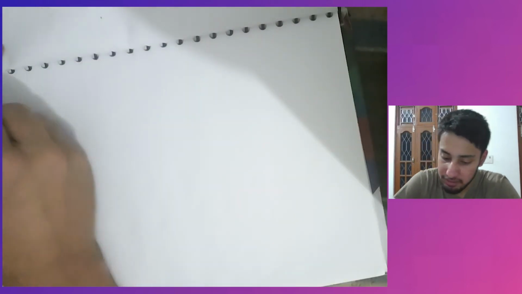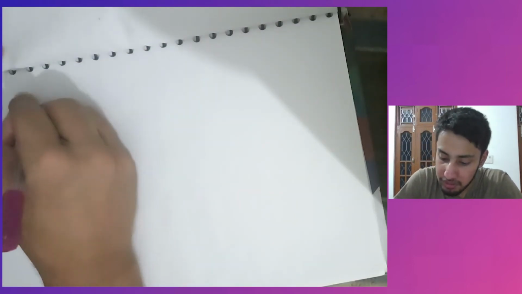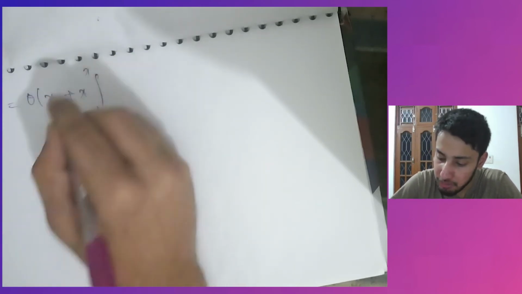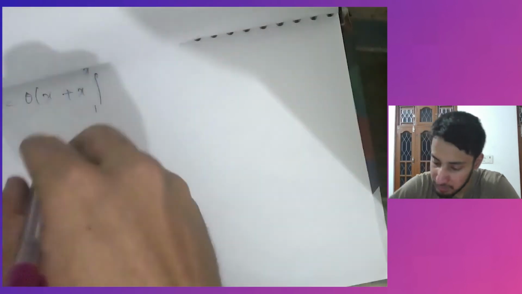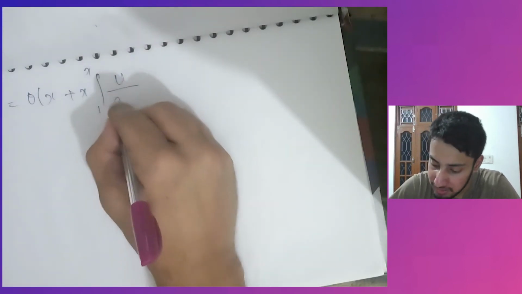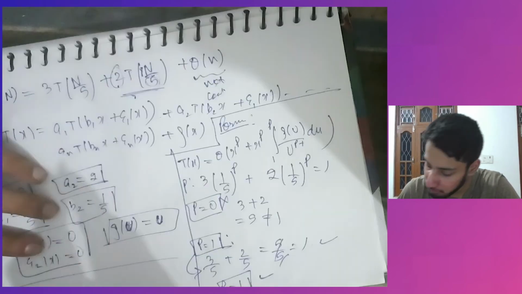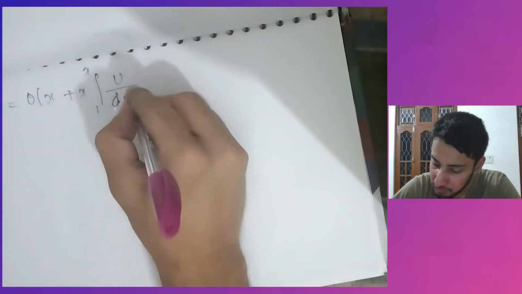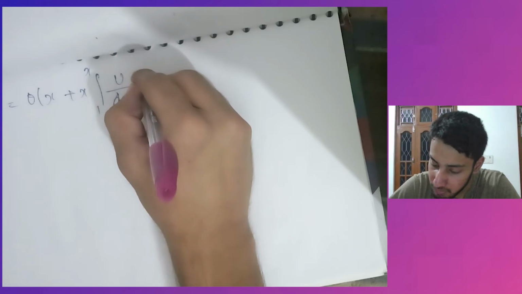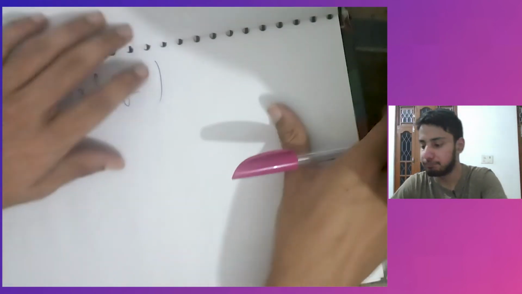Let's go ahead, and time complexity of x equal to theta into x raised to power p. What is p? 1 plus x raised to power p. P is 1. Integral 1 to x. What is g of u? It is u by u to the power p plus 1. What is the value of p? The value of p is 1. So u square into du. That's it. Simple thing.